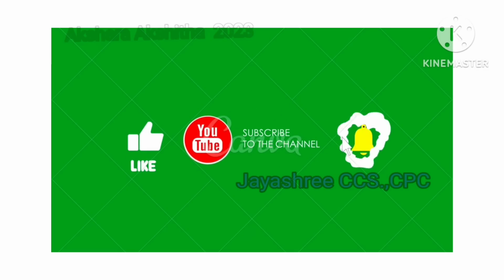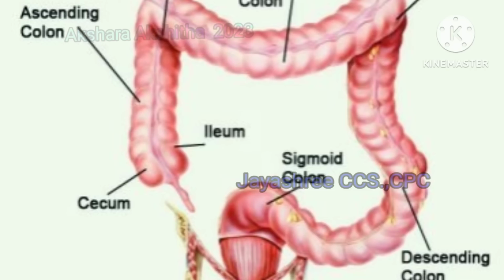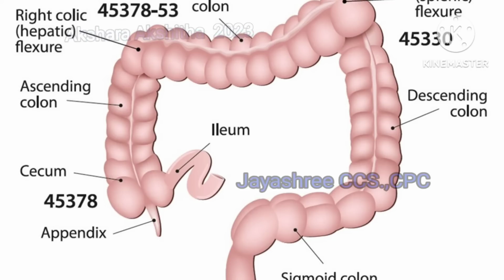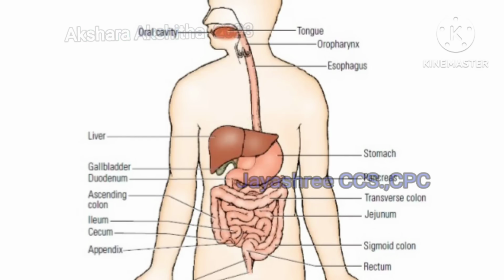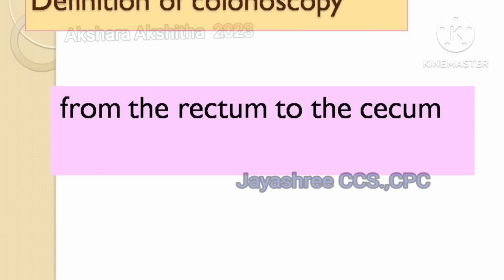Okay, let's start with the first topic. For every scopy you have to know the definition. For colonoscopy, you should know from where to where the scope reaches. The colonoscopy definition is examination of the entire colon from rectum to cecum. Okay, so this is the definition.